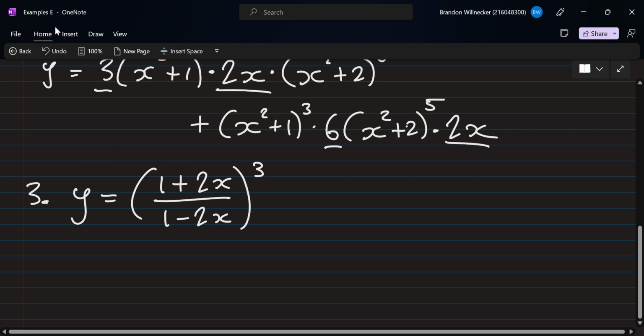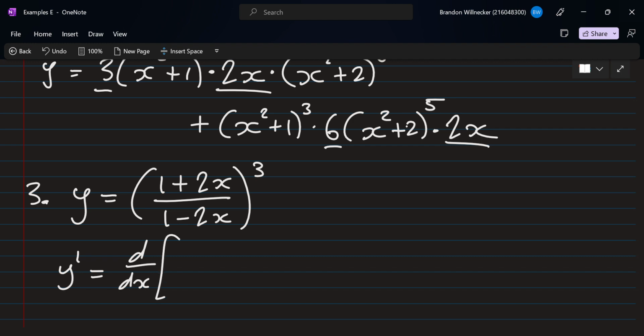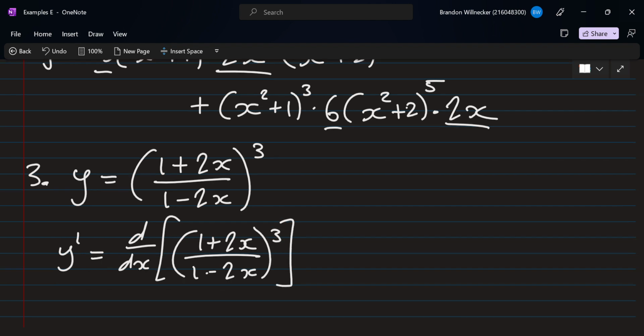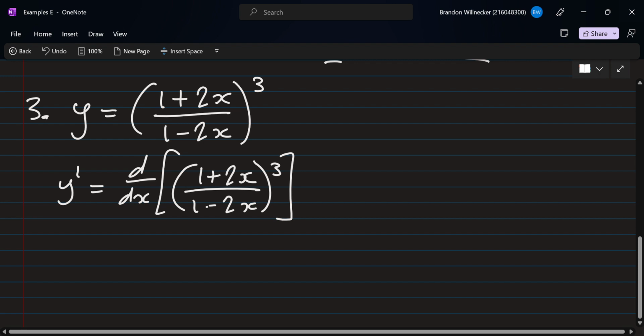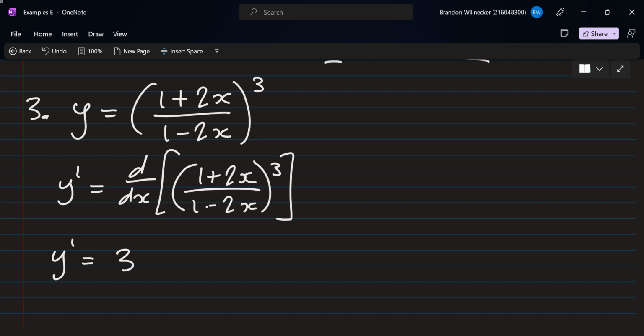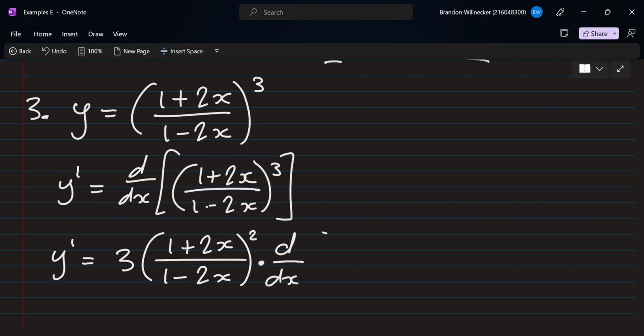So let's do this step by step. y prime is going to be d by dx of all of this, 1 plus 2x over 1 minus 2x, all of that cubed. First, let's do the chain rule with the outside part. So y prime will be 3 times (1 plus 2x over 1 minus 2x) squared, and then d by dx of the inside part, 1 plus 2x over 1 minus 2x.